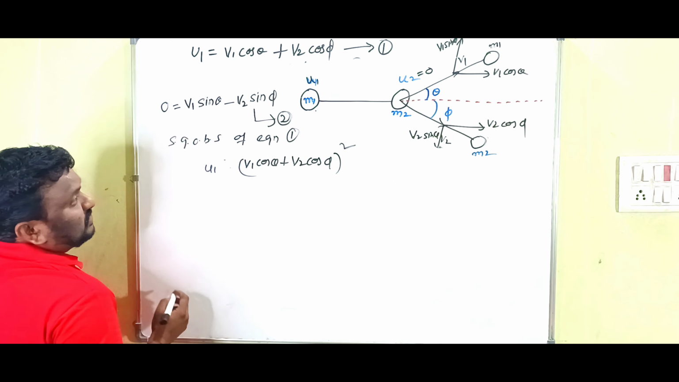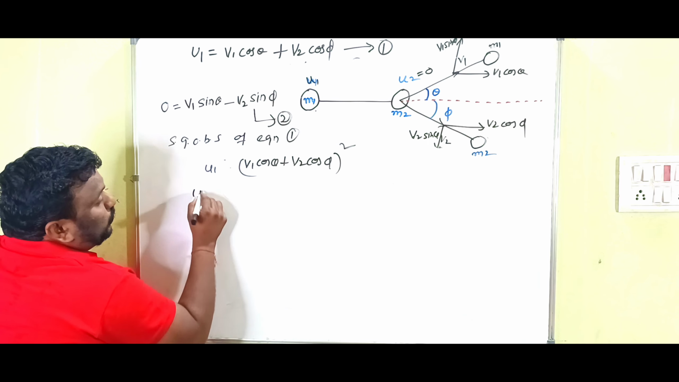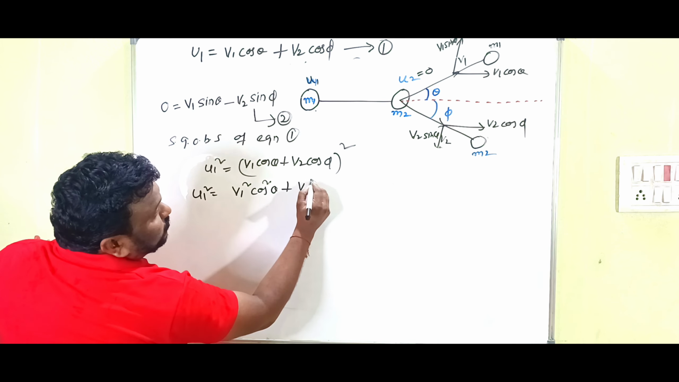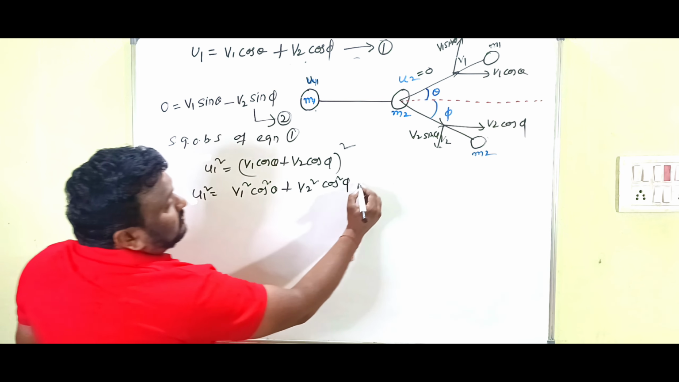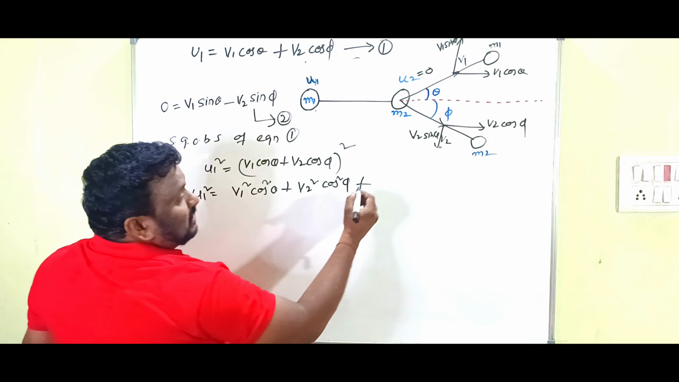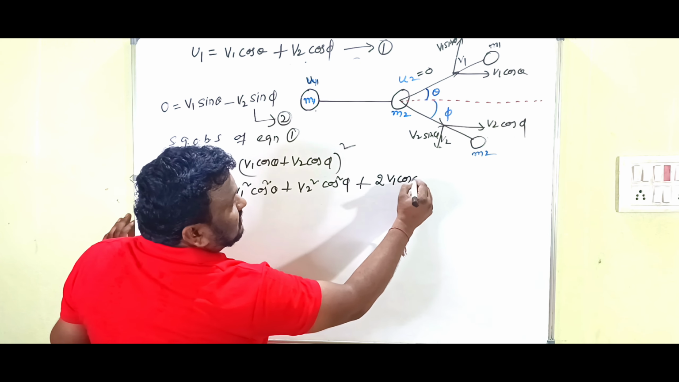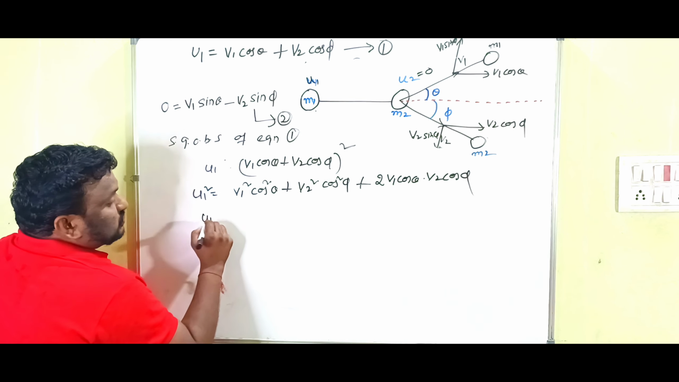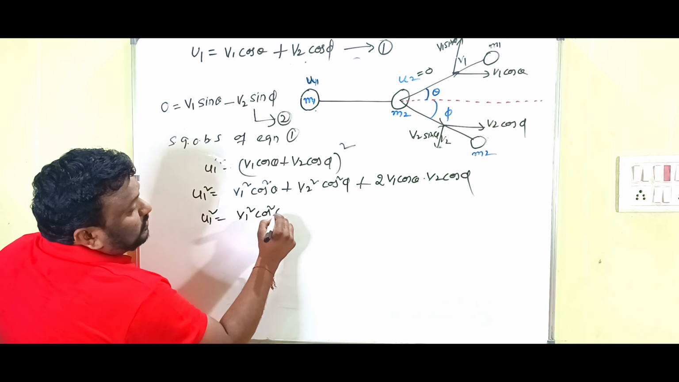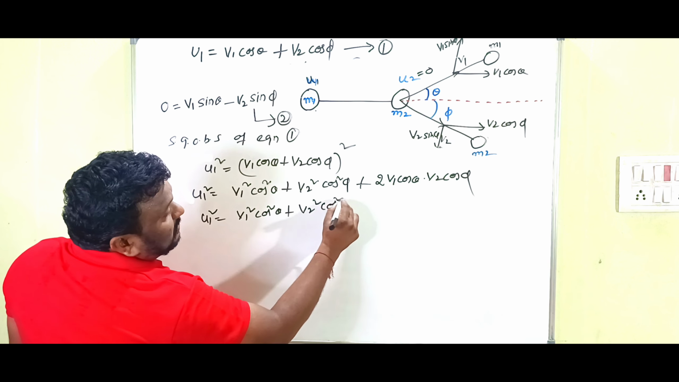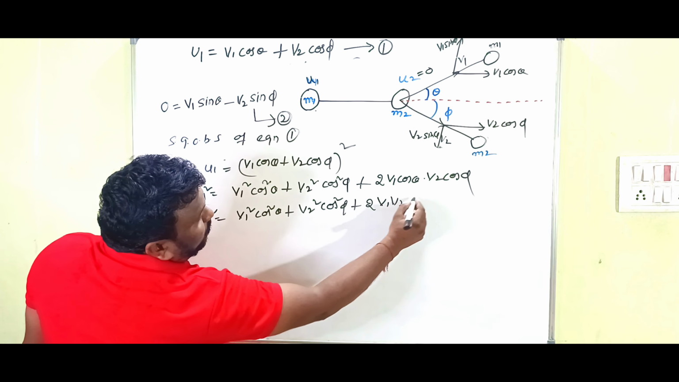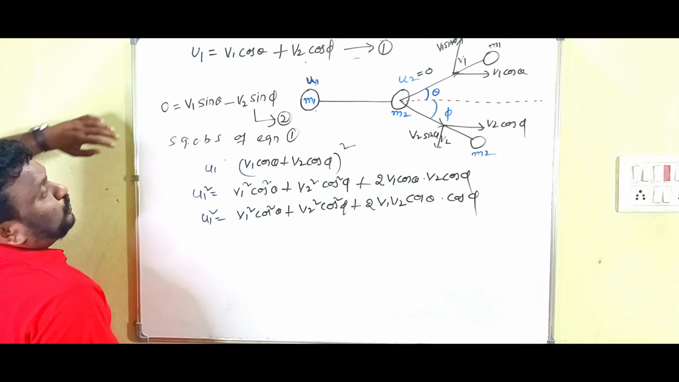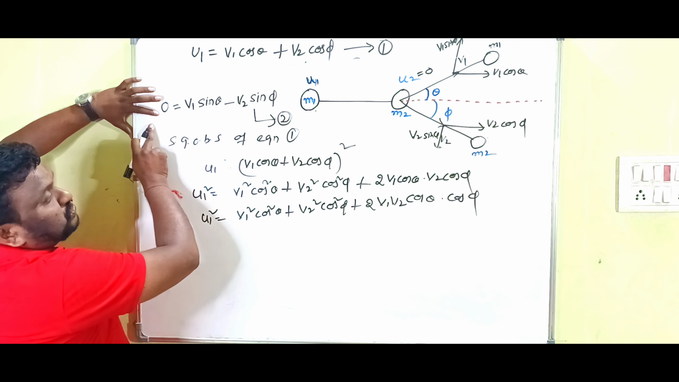It is like a plus b whole square. Then what do you get? u1 square is equal to v1 square cos square theta plus v2 square cos square pi plus 2ab, like that 2 v1 cos theta and v2 cos pi. Similarly, u1 square is equal to v1 square cos square theta plus v2 square cos square pi plus 2 v1 v2 cos theta cos pi. Clear, children?